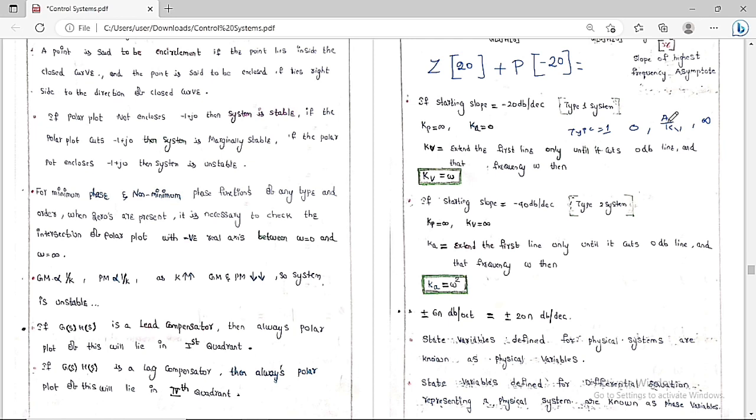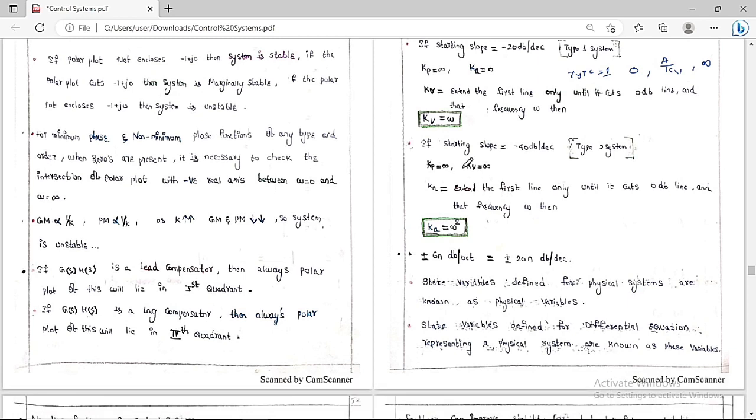Now A by Kv, here we are going to get some finite value. So we have to find out the value of Kv. Kv is nothing but, extend the starting slope line, minus 20 decibels per decade, until it cuts the 0 dB line. At this 0 dB, what is the frequency? Just try to figure it out from the Bode plot. That frequency is nothing but Kv. You substitute here and get the value of the steady state error for the ramp input.